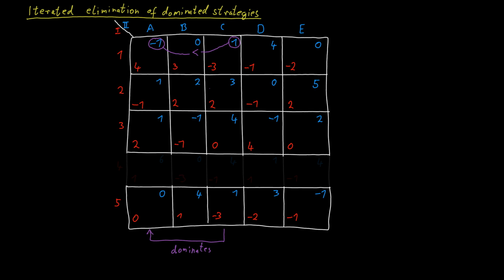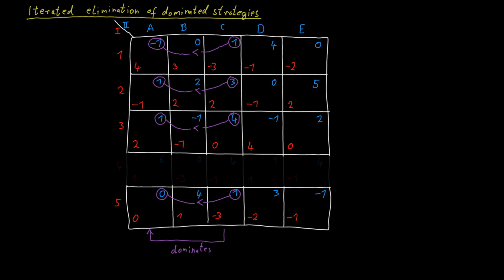If player 1 plays strategy 2, then playing strategy C gives a payoff of 3 to player 2, but playing strategy A would only give a payoff of 1. So strategy C is better again. And the same is true if player 1 plays strategy 3 or strategy 5. So in all 4 of those cases, strategy C just gives a strictly larger payoff to player 2 than strategy A.